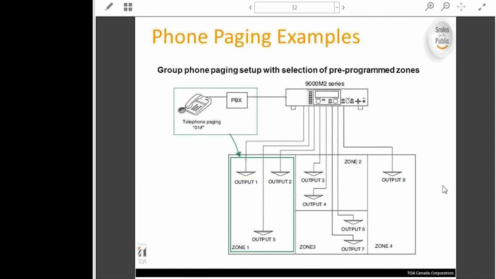Some examples, and more examples of how you might do group paging with the ZM module on the 9000 M2. In this case, we have the phone dialing 0, 1, and hashtag to activate the group 1 output. So this is the zone output for zone 1. You would use a different dial sequence to access zone 2 or zone 3 or zone 4, or you would build those into various groups and assign a number to them to activate the groups.